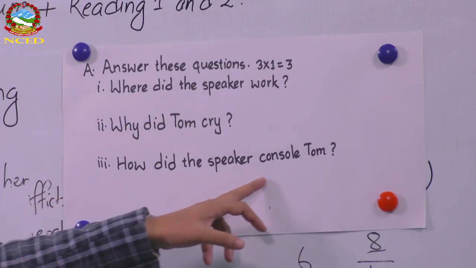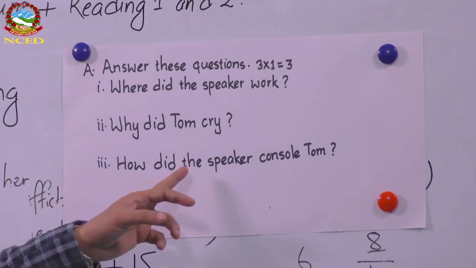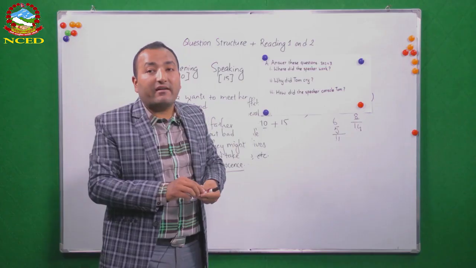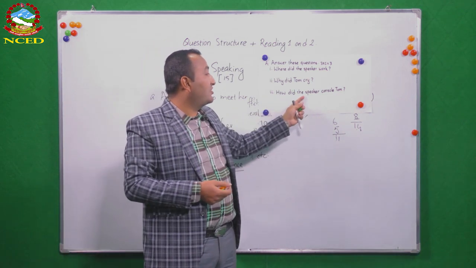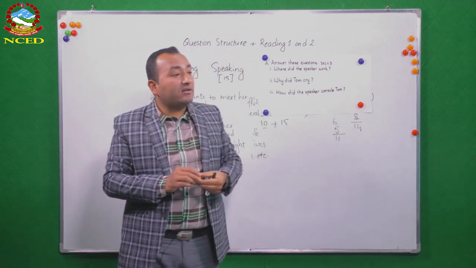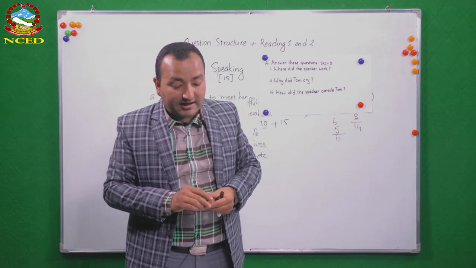And how did the speaker console Tom? कसरी सान्त्वना दियो, कसरी सम्झाए बुझाए भन्छ. So the speaker consoled Tom by doing what? By telling him that the soot cannot spoil his hair. So cannot can be changed into could not. The speaker consoled Tom that the soot could not spoil or could not damage his hair. You can write the answer like that.